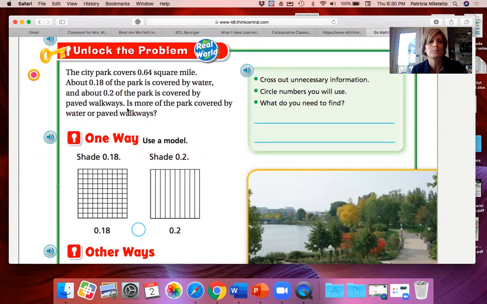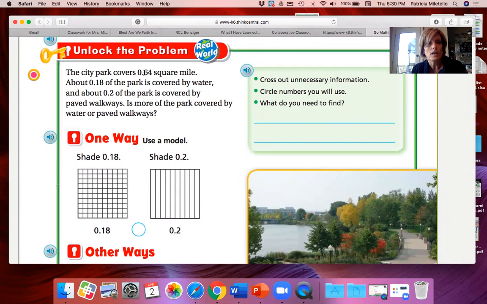So here's the problem. The city park covers 64 hundredths of a square mile. About 18 hundredths of the park is covered by water, and about 2/10 of the park is covered by paved walkways. Is more of the park covered by water or paved walkways? Cross out the unnecessary information. So it's asking us, is more of the park covered by water or paved walkways?